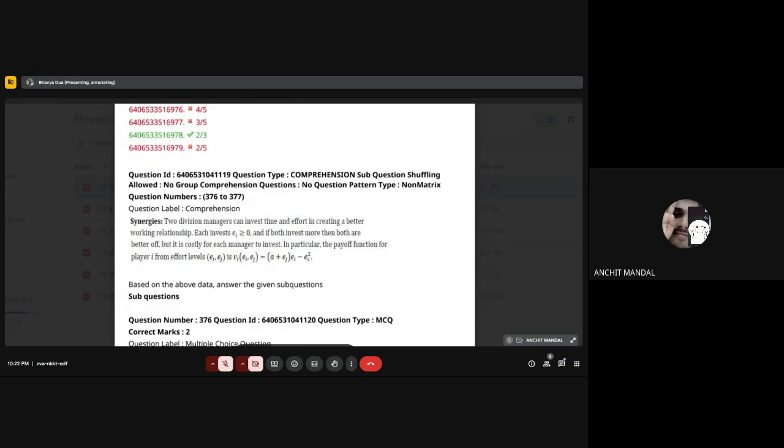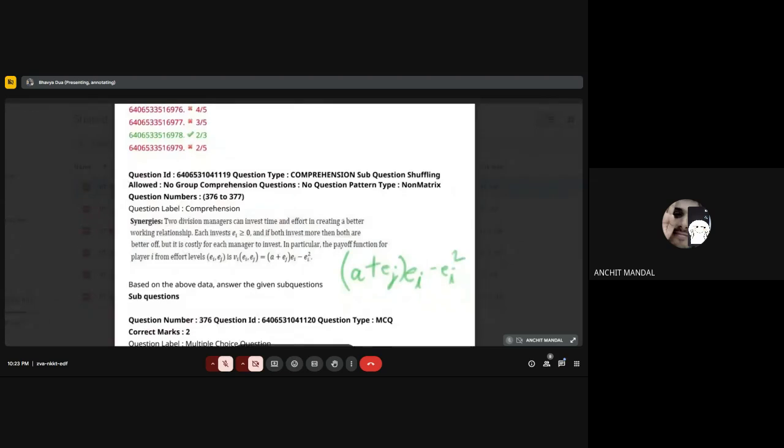Two division managers can invest time and effort in creating a better working relationship. Each invests e_i greater than or equal to 0, and if both invest more, then both are better off. But it is costly for each manager to invest. In particular, the payoff function for player i from effort levels is (a plus e_j) times e_i minus e_i square.